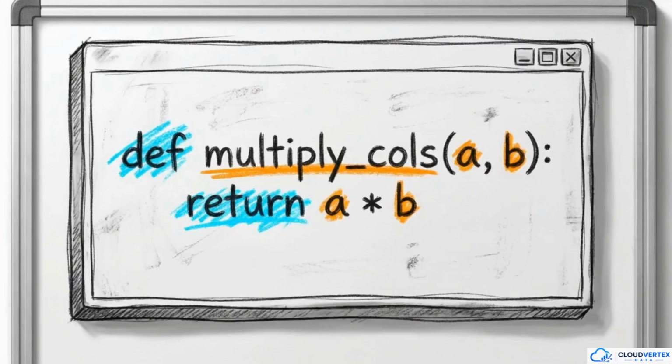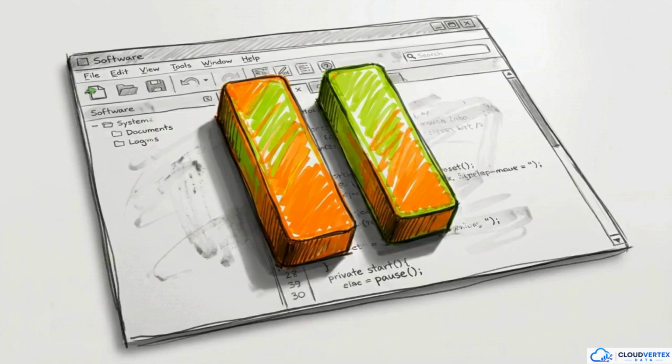Let's test this logic. Look at this standard Python UDF designed to multiply 2 columns. Pause the video now and try rewriting this logic using either native PySpark SQL functions or a Vectorized Pandas UDF.